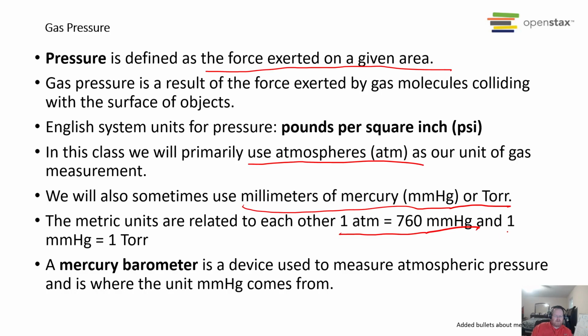I also want you to know that a millimeter of mercury is the same thing as a torr, just torr is named after an individual instead. This also means that 1 atmosphere is equal to 760 torr. You can convert from any one of these units to the other two. And then, like I mentioned here, a mercury barometer is an example of a device that can be used for measuring atmospheric pressure, and that's where our millimeters of mercury unit comes from.